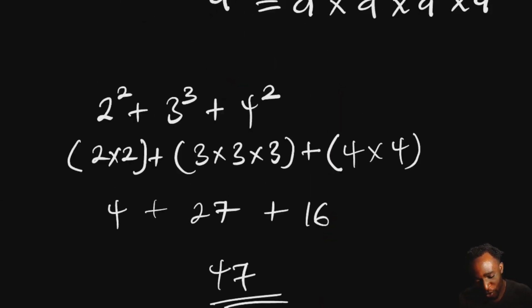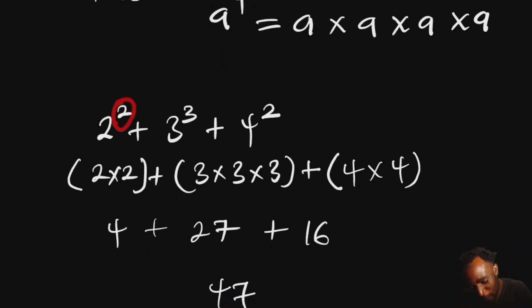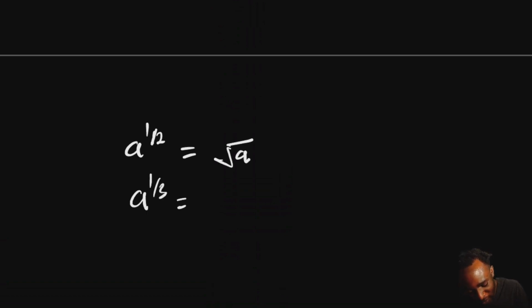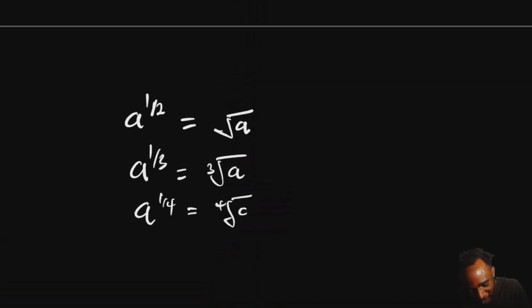I think it's important to mention that indices can either be integers or fractions. In the example above, we took a look at indices in the form of integers, like this 3 raised to the power 3. But we also have cases where indices can be fractions. For example, if you have a raised to the power 1 over 2, which is very popular, we know this corresponds to the square root of a. If you have a raised to the power 1 over 3, this corresponds to the cube root of a. If you have a raised to the power 1 over 4, this corresponds to the 4th root of a, and so on.